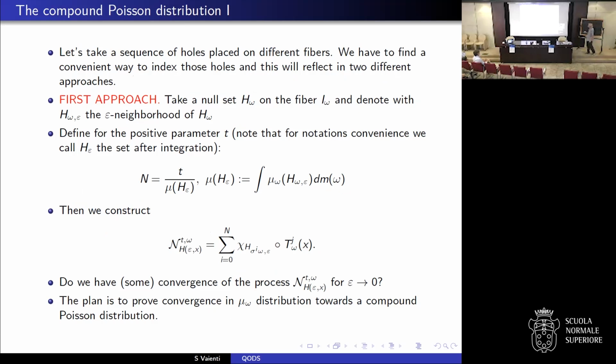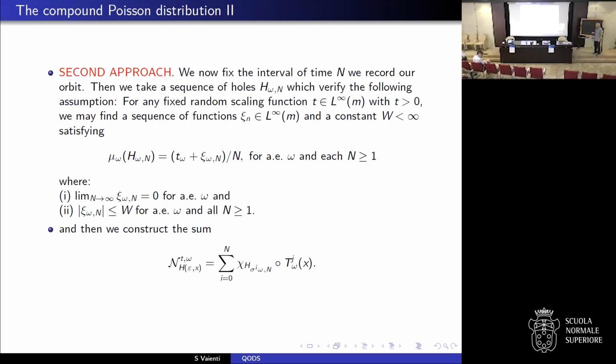The second approach is this one, where we do the other way around. I fix n from the very beginning here, and I choose the hole in such a way that I verify this assumption here. So I fix n, the time interval in which I want to look at what is going on, and then I choose the hole in such a way that this is true. And again, we require this for any n, because we can always play with these error terms in order to get this equality satisfied. In particular, here we allow this parameter t to be random. Instead, in the previous approach, t was not random.